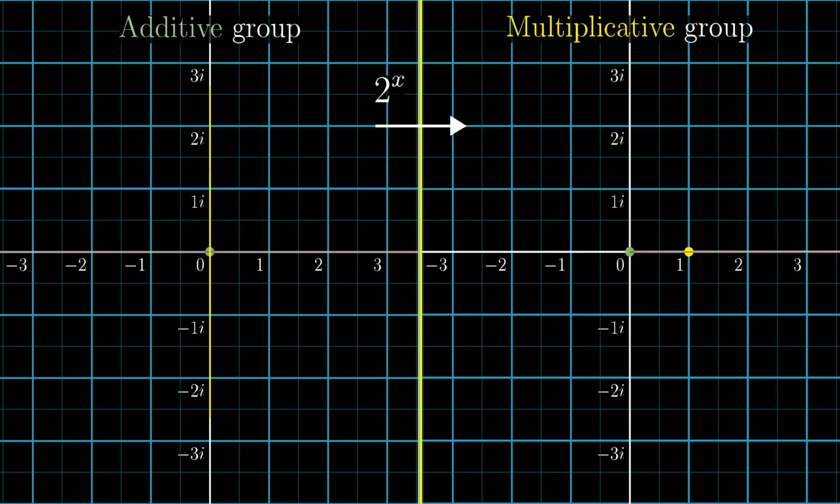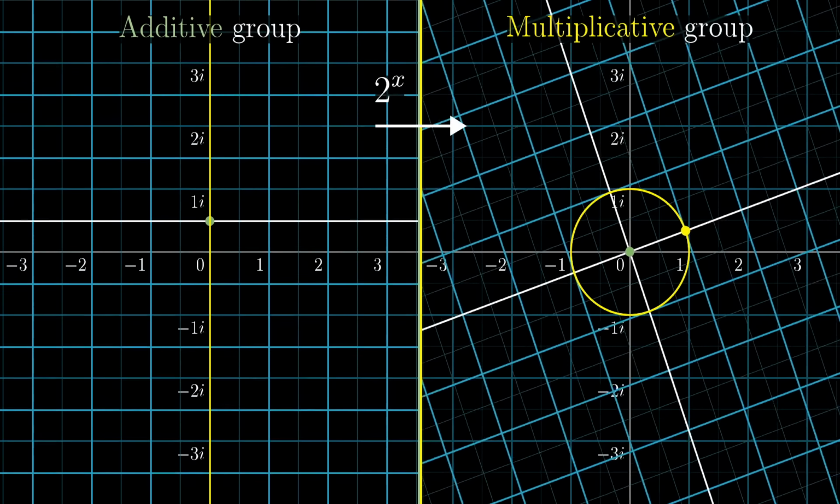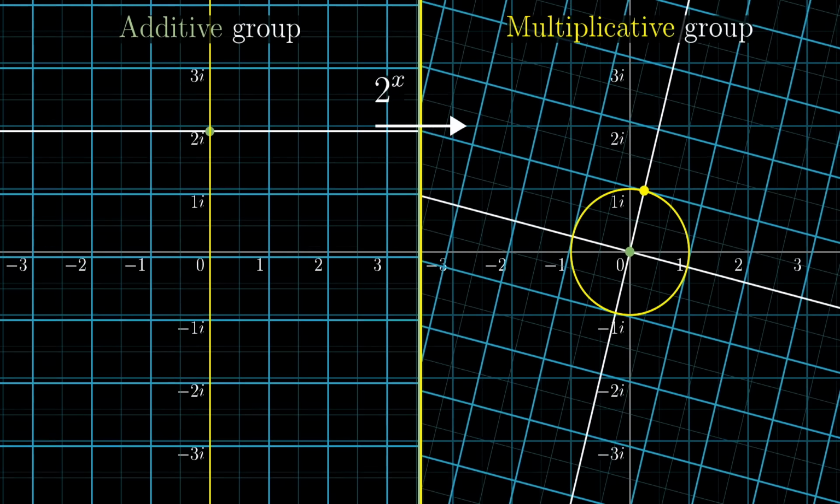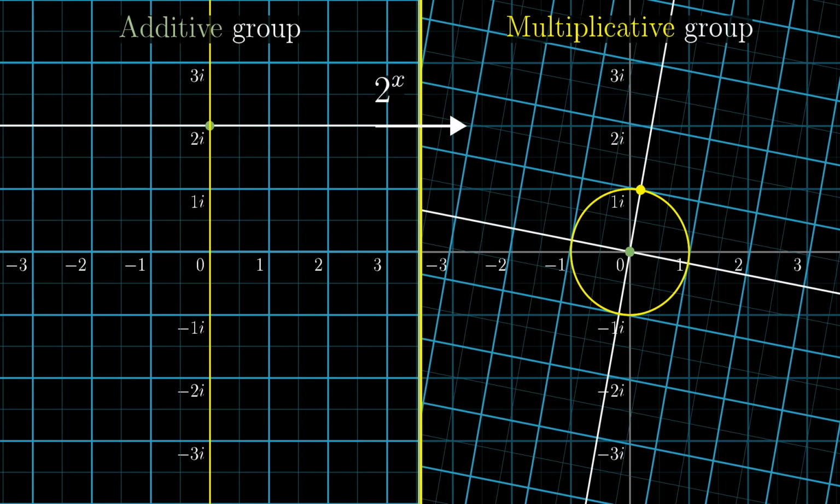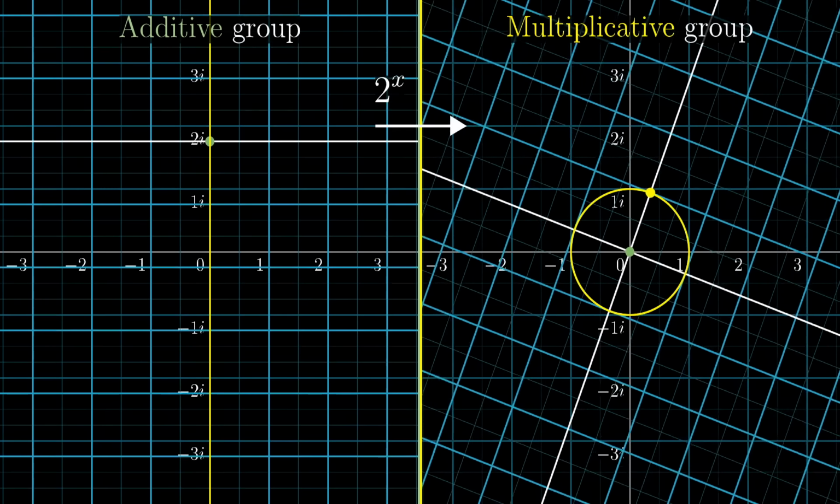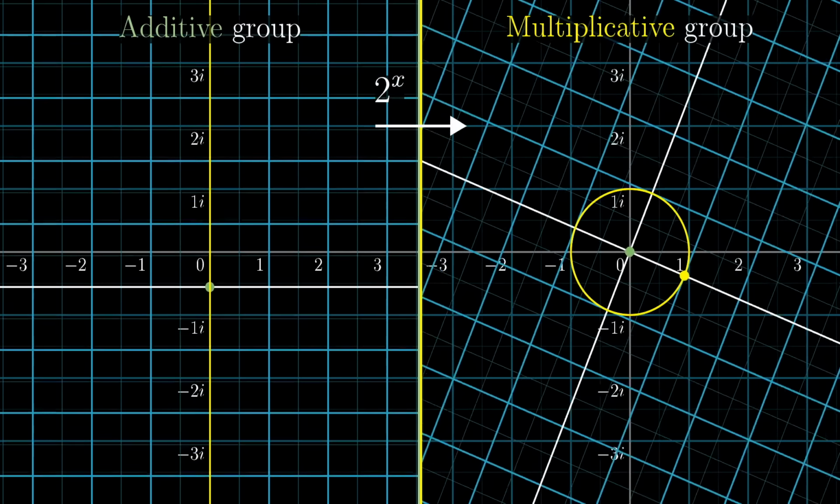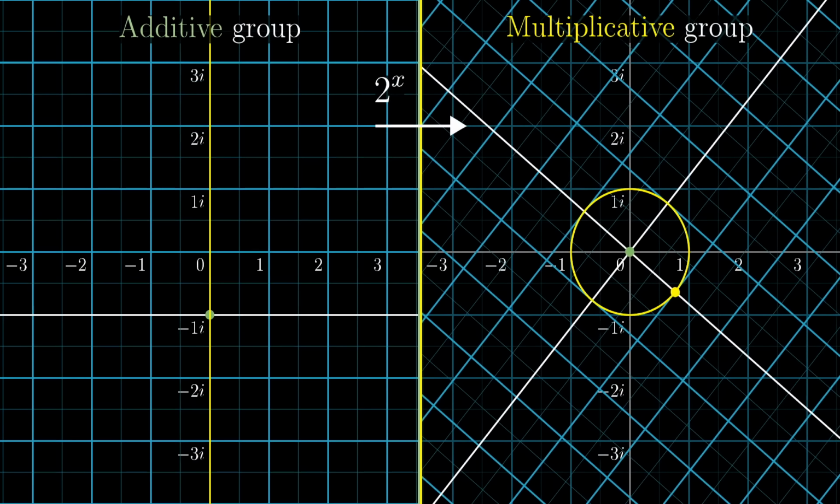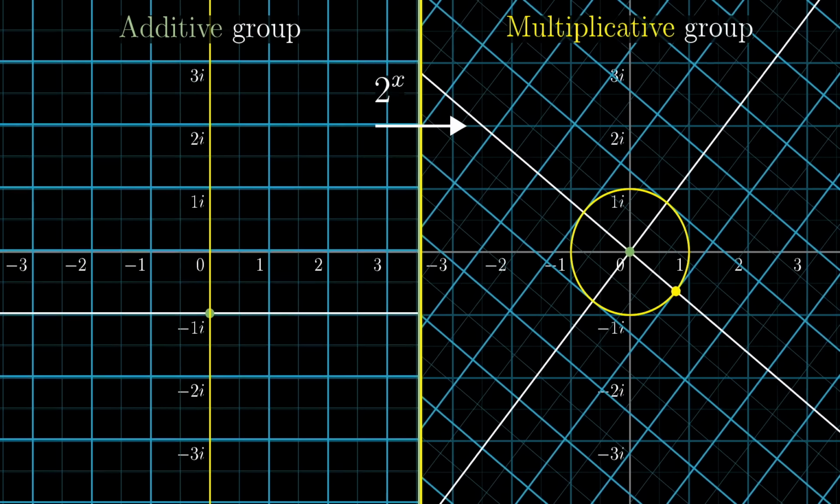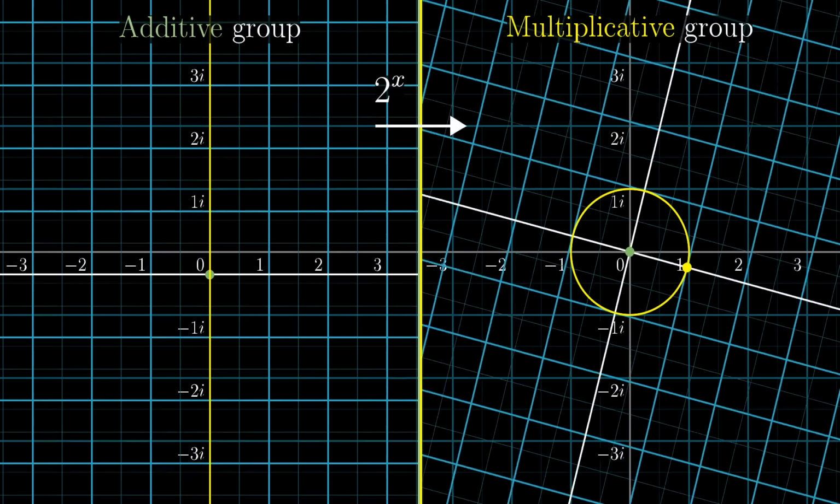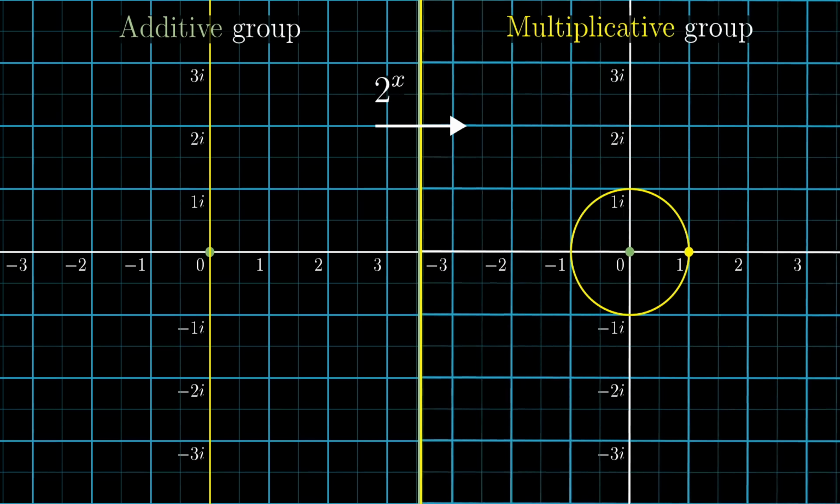Those vertical sliding actions correspond to points on this vertical axis, and those rotating multiplicative actions correspond to points on the circle with radius 1. So what it would mean for an exponential function like 2 to the x to map purely vertical slides into pure rotations would be that complex numbers on this vertical line, multiples of i, get mapped to complex numbers on this unit circle.